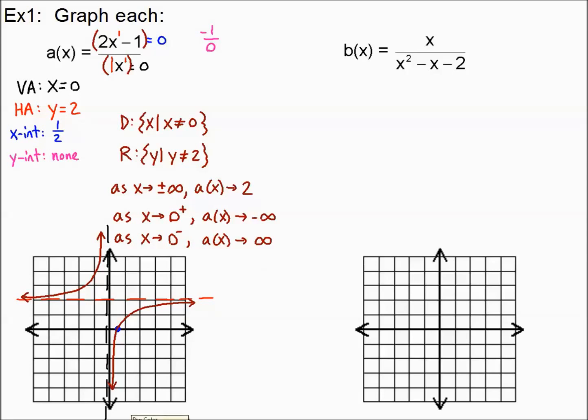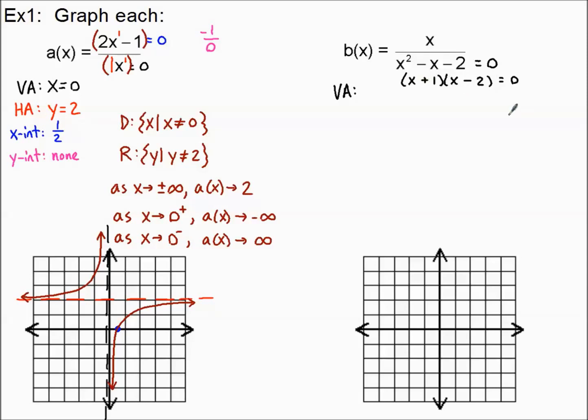Let's look at b of x. We'll go in the same order and the same colors. Vertical asymptote first. The vertical asymptote comes from the denominator being set equal to 0. This time I should probably factor. That should be my first step. So I'm going to factor x and x. And let's see, we've got a 1 and a 2. I need a negative there, so a negative and a plus.